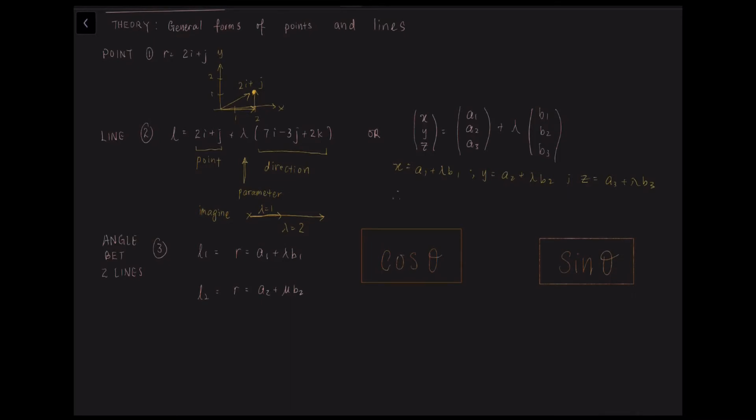And then we make lambda the subject of each of the equations. And we will obtain a general equation for a line, which is (x minus a1) over b1 equals (y minus a2) over b2 equals (z minus a3) over b3 and equals lambda. And this is the Cartesian equation of a line.